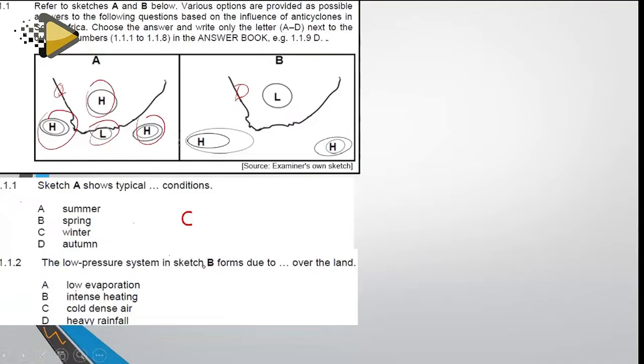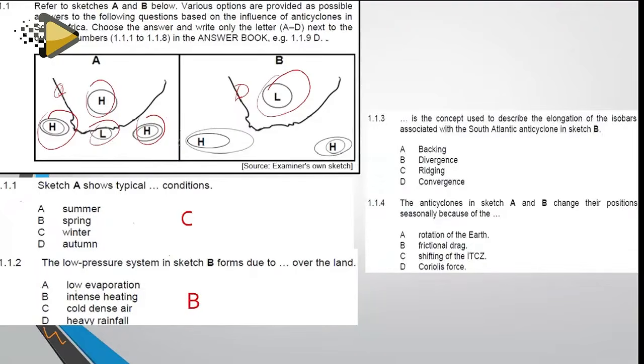And then the low pressure system in sketch B forms over the land. Is it forming because of low evaporation, intense heating, cold, dense air, or heavy rainfall? It forms merely because of intense heating. It is a low pressure cell, indicating that the air temperatures are higher, and therefore the air is not sitting on the ground to create any pressure. So the air is rising. That is why we have a low pressure cell there. So the correct answer there will be B.